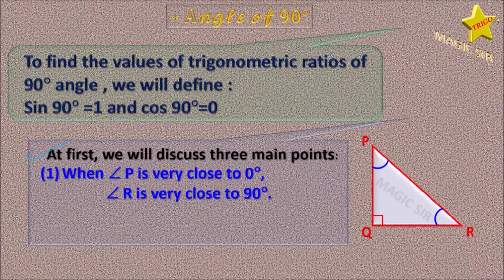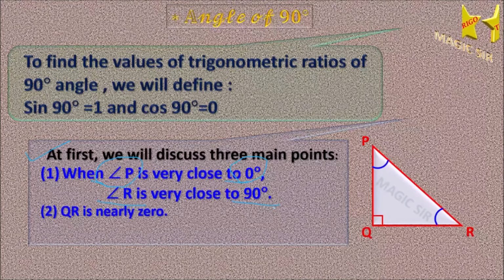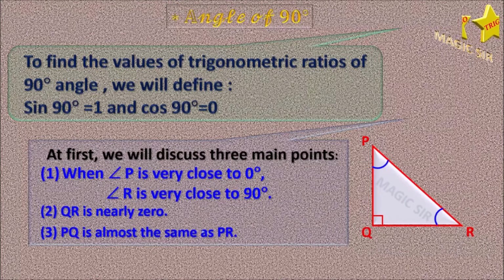First, when angle P is very close to 0 degree, angle R is very close to 90 degree. That is, angle P is approximately equal to 0 degree and angle R is approximately equal to 90 degree. Second, QR is nearly 0. That is, QR is approximately equal to 0. And third, PQ is almost the same as PR. That is, PQ is approximately equal to PR.